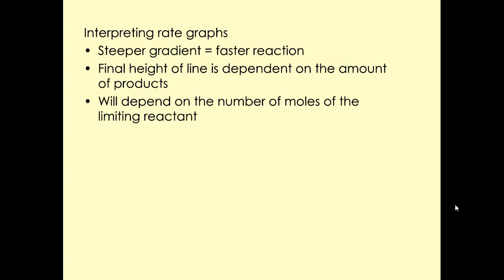Also important is the final height of the line. The final height of the line is a measure of how much product has been made, and that's going to depend on the number of moles of the limiting reactant. So if you change the number of moles of the limiting reactant, you'll change the height of the final curve.